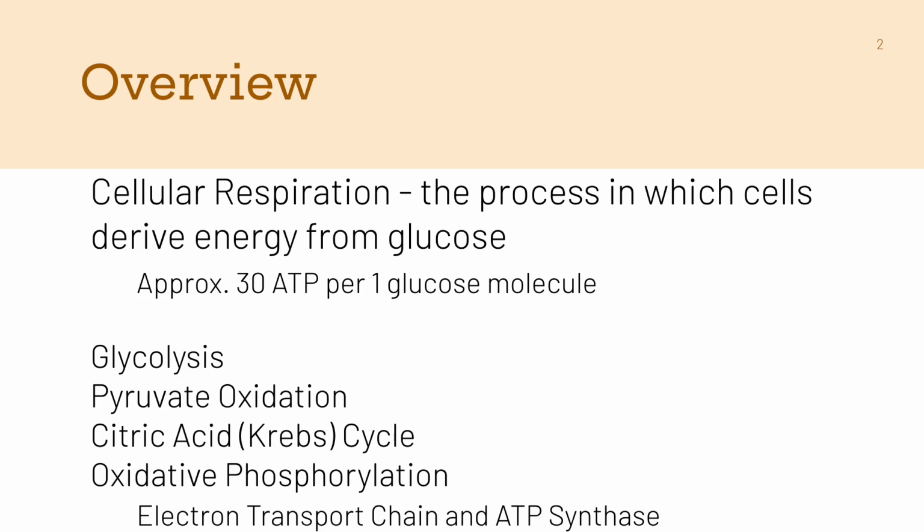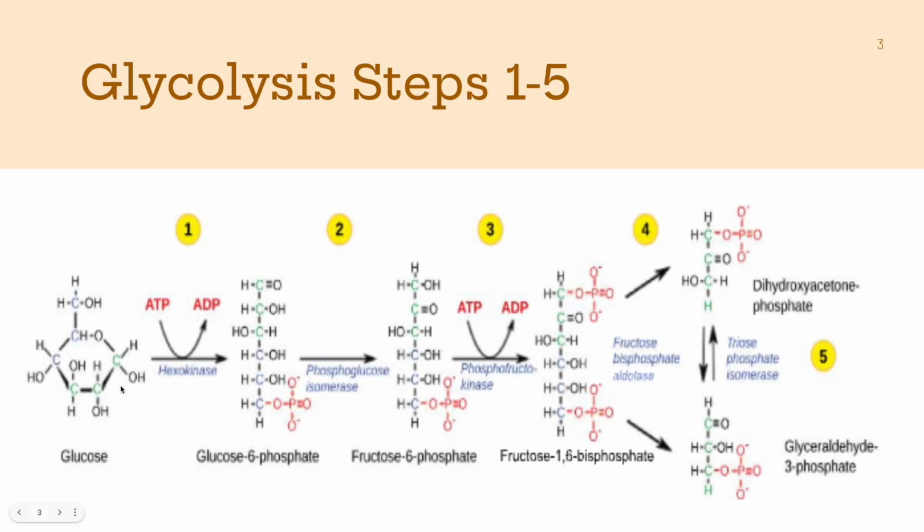So we're going to take one glucose molecule in this presentation, and we are going to generate just a little bit over 30 ATP through this process that we walk through. So the process includes 4 steps: glycolysis, pyruvate oxidation, the citric acid or Krebs cycle, oxidative phosphorylation, which includes the electron transport chain and ATP synthase.